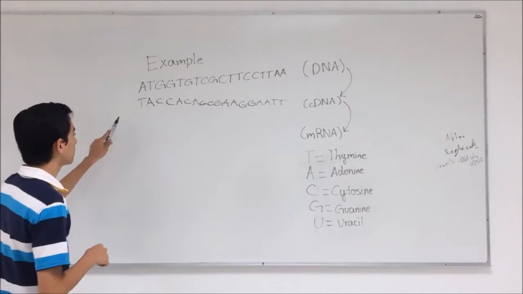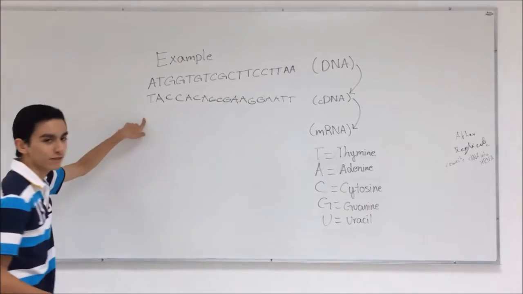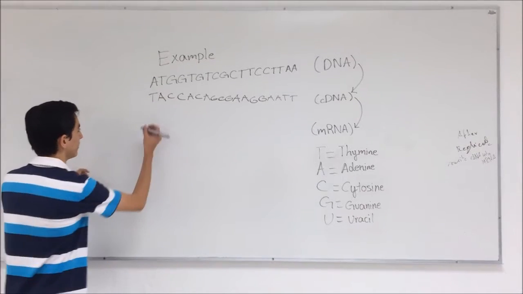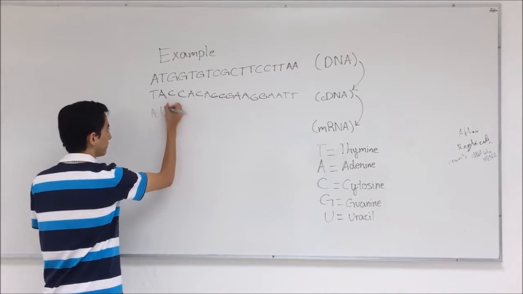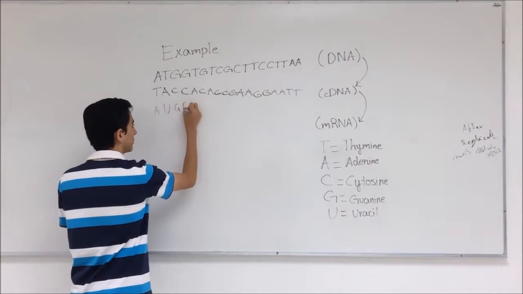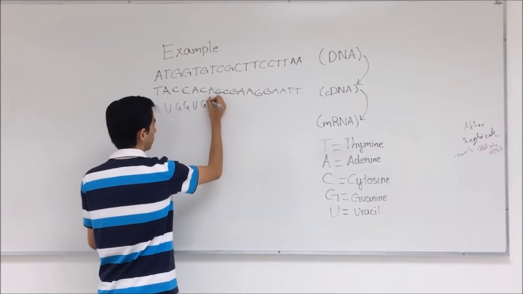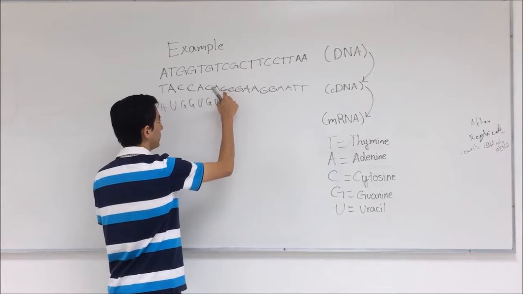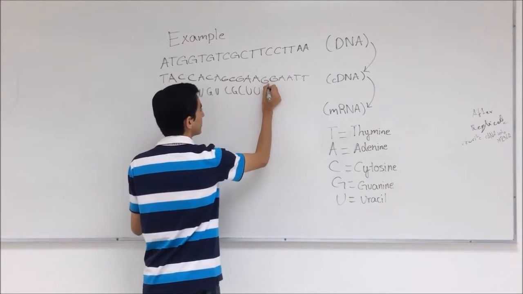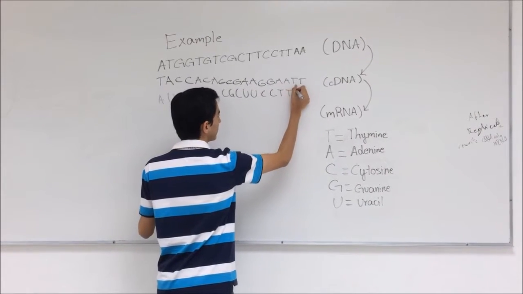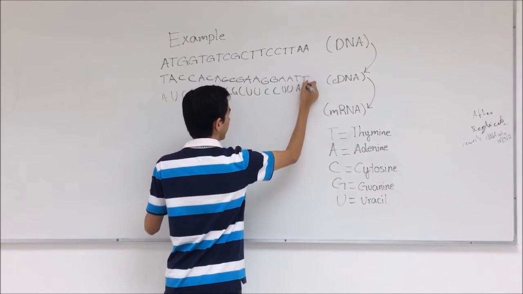In this example, after replication, we need to rewrite the complementary DNA into mRNA, which in this case, every T goes with an A, every A goes with a U, every C goes with a G, again every A goes with a U, every C with a G, every A with a U, and every G with a C. G, C, U, U, C, U, U, A, A.